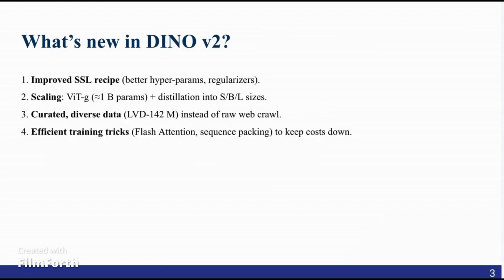So what sets DINOv2 apart? First, the authors improve the self-supervised training recipe by tuning hyperparameters, adding regularizers like KoLeo, and optimizing loss functions. Second, they scale up training with ViT-g, over a billion parameters, and then distill this into smaller ViTs to make the model more usable. Third, instead of using noisy, uncurated data like past work, they build a high quality dataset of 142 million images using clustering based curation. And finally, they make training efficient with technical tricks like flash attention and sequence packing, which reduce memory and speed up training, making it practical to scale.